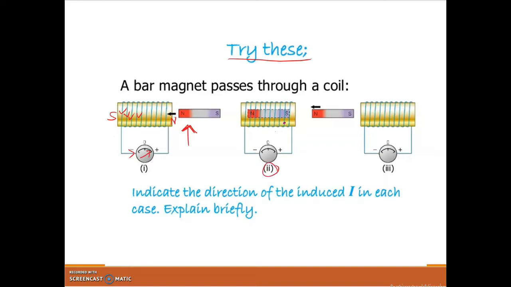For picture number 2, there is no relative motion between the permanent magnet bar and the loop. So our galvanometer shows no deflection, meaning there is no induced current in the circuit.